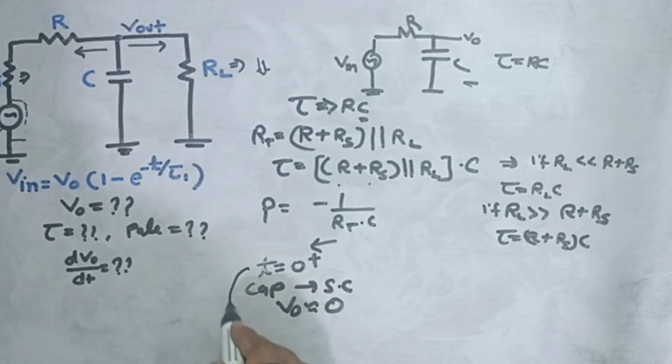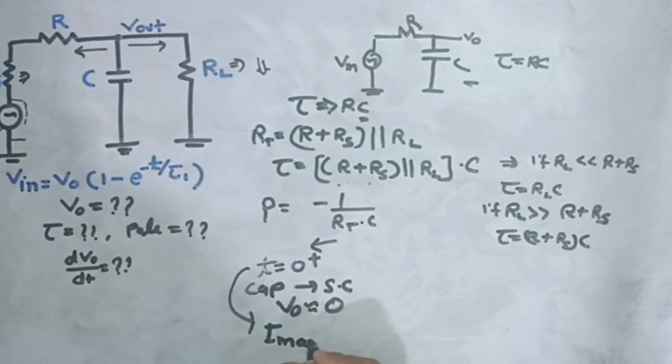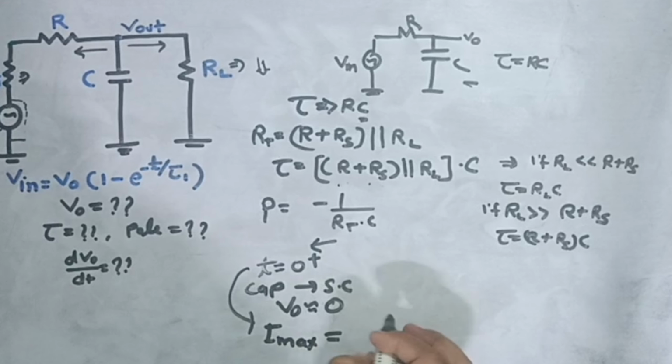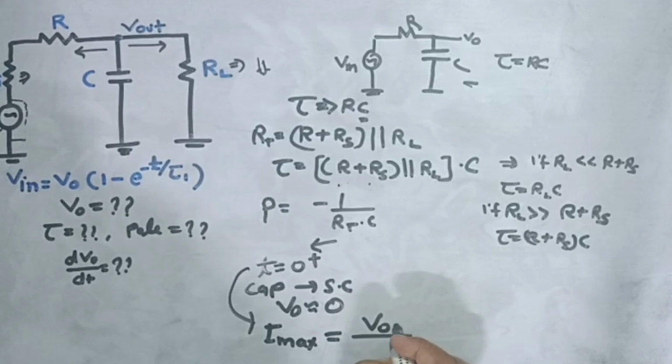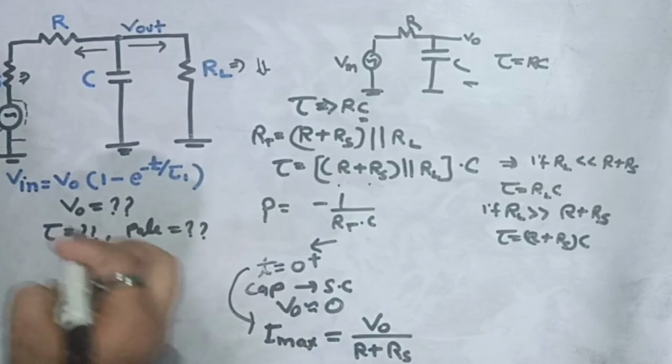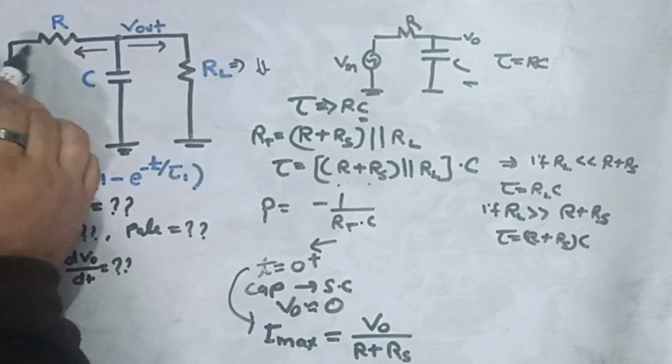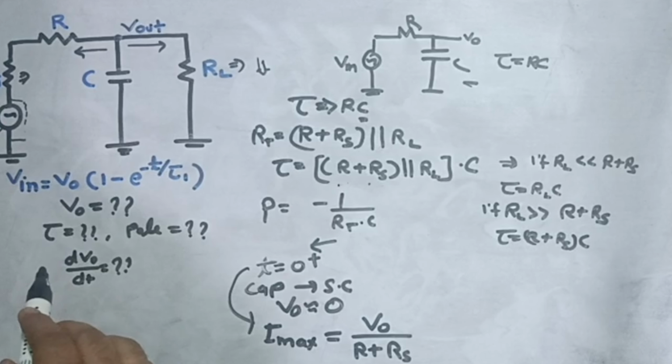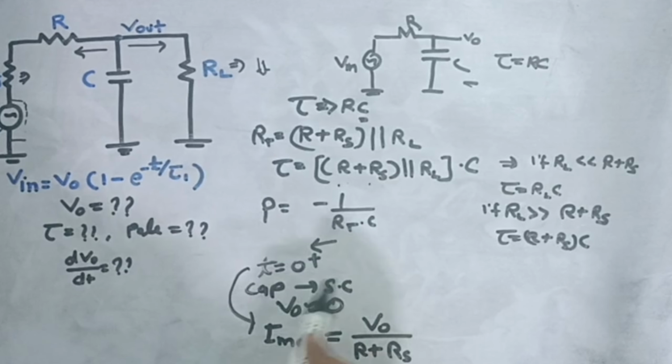So at t equal to 0 plus, let's try to calculate what will be the maximum current which this circuit will have. The maximum current would be equal to V naught upon R plus Rs. V naught will be the input value and R plus Rs would be the resistance value. So this will be the maximum current which this circuit will have at t equal to 0 plus time.